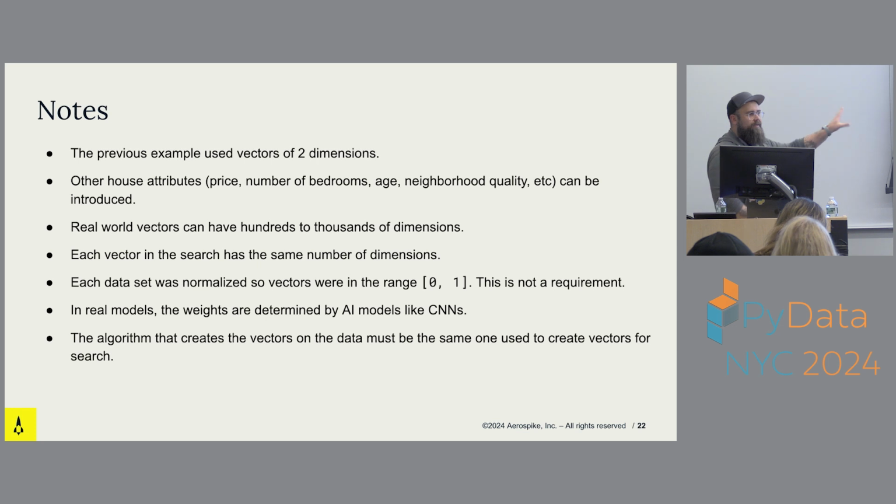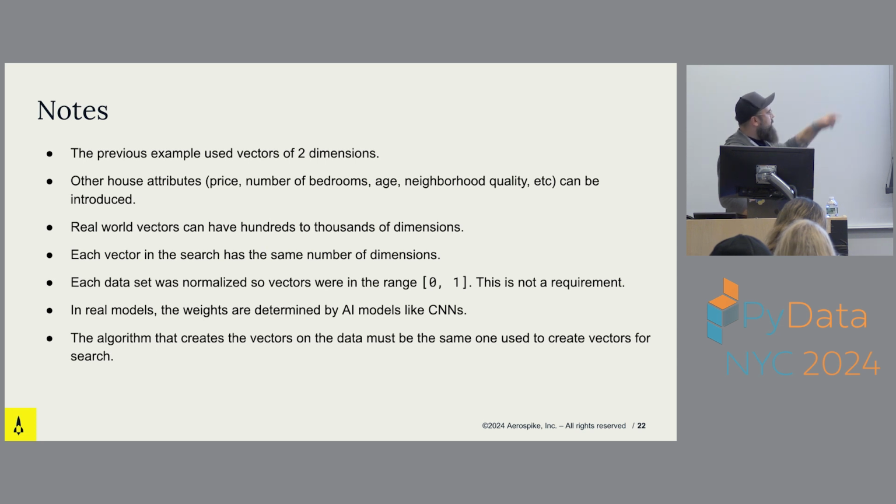If all my houses are going to be determined by land area, square footage of the floor, and then price, bedrooms, age, neighborhood quality, every one of them has to have something for each of those dimensions, right? It needs to be the same to be able to get good results on that search.